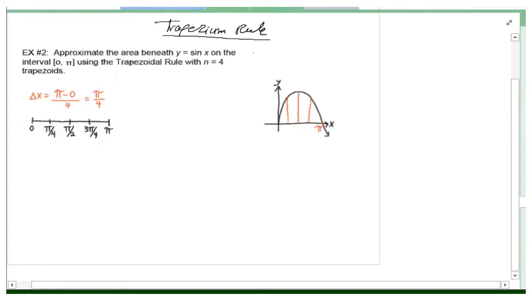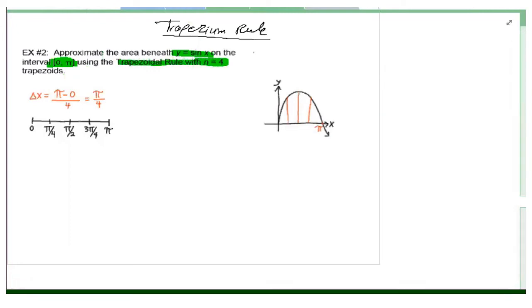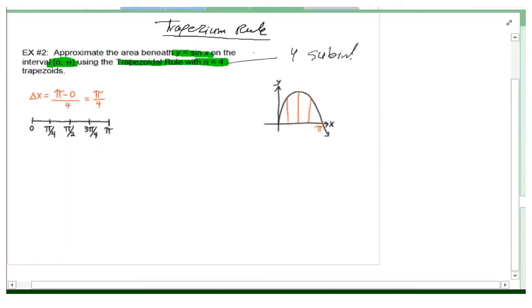Okay, for example, approximate the area here. This graph is the graph of y equals sine x on the interval from 0 to pi. I want to apply the trapezium rule for 4 parts, or 4 sub-intervals, to find this blue area below the curve, between the curve and the x-axis. So I need to find the area of the yellow shaded part.